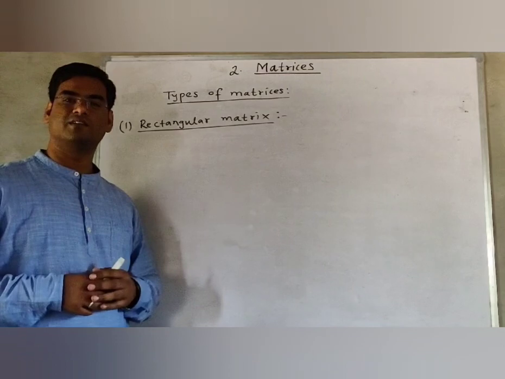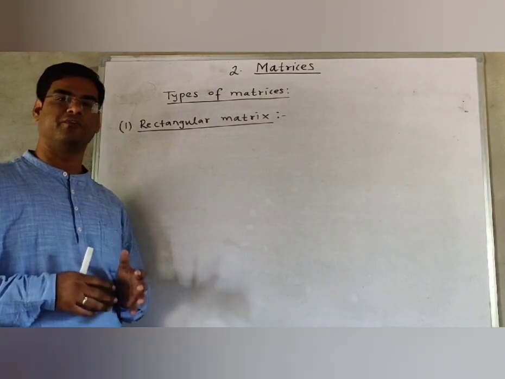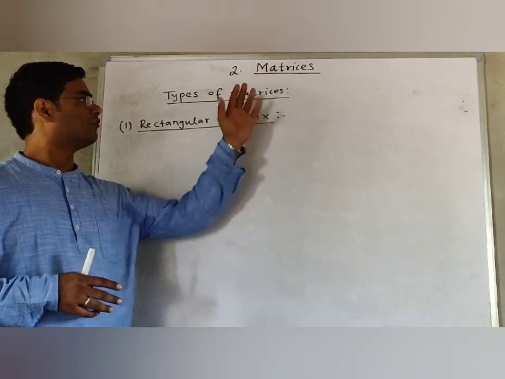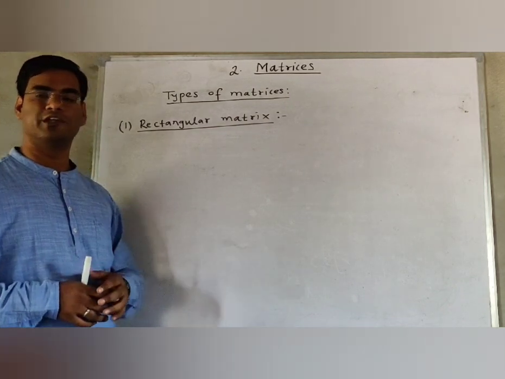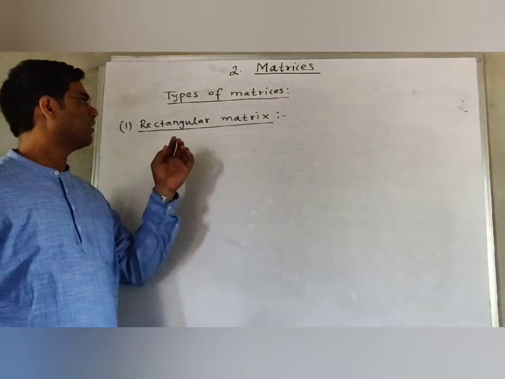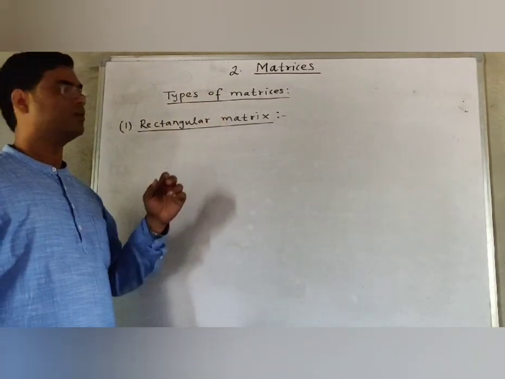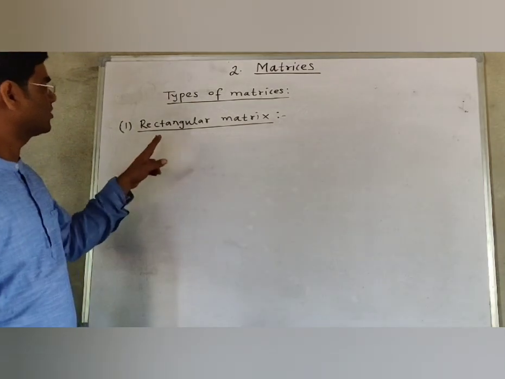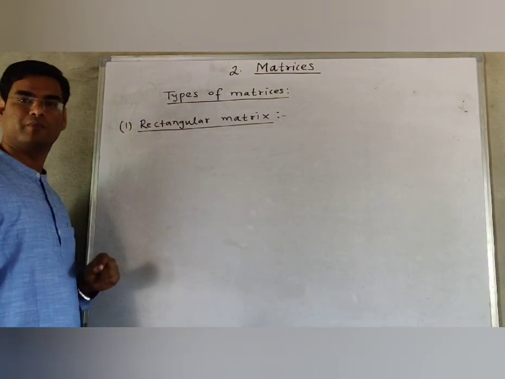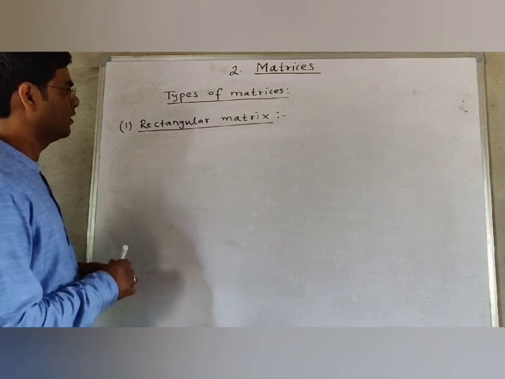In the last lecture we discussed the definition of a matrix and we did one example based on the definition of a matrix. Today we will start the next topic of matrices, that is types of matrices. In types of matrices, the first type of matrix is rectangular matrix. Now what is a rectangular matrix?